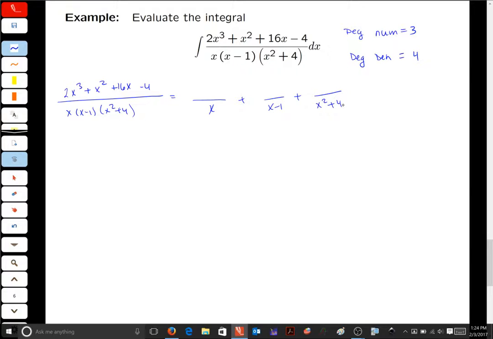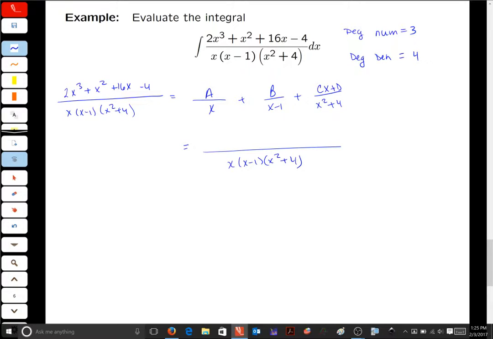What goes in the numerator of the x fraction? How about the next fraction? B. And the last one? Cx plus d. All right. Now, what we're going to do is get a common denominator for the right-hand side and add it all together. What is the common denominator? Yeah, it's exactly what the original fraction had for the denominator. What do I need to multiply the first fraction by to get that denominator?